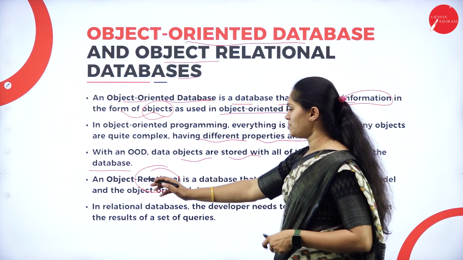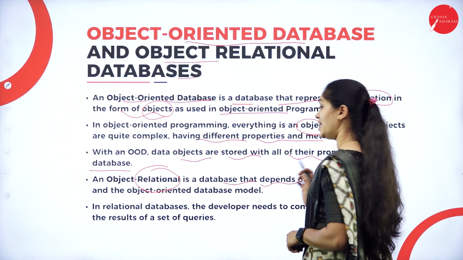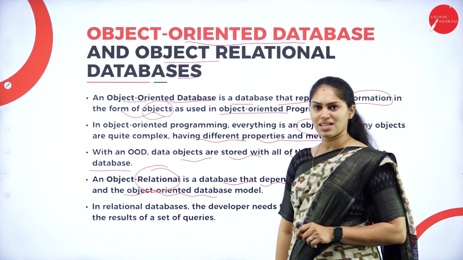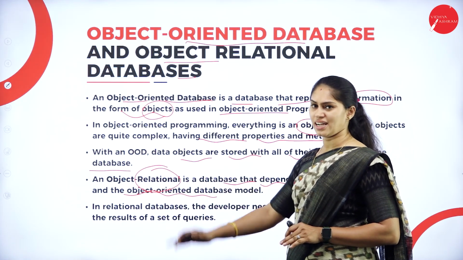So here an object relational database is a database that will depend on the relational model along with the object oriented database model, that is DBMS model, OOD model and relational database model.